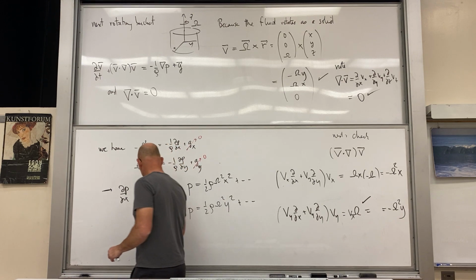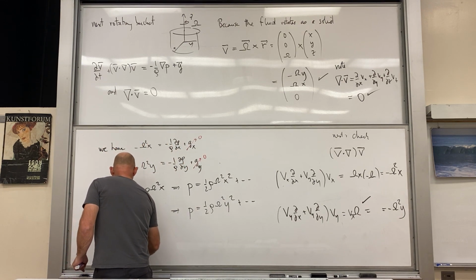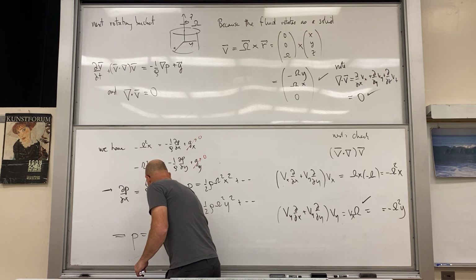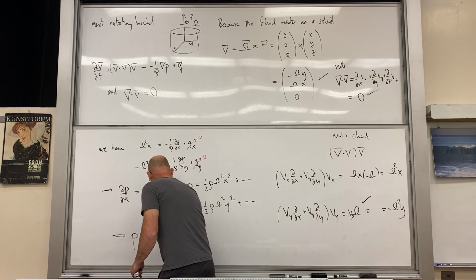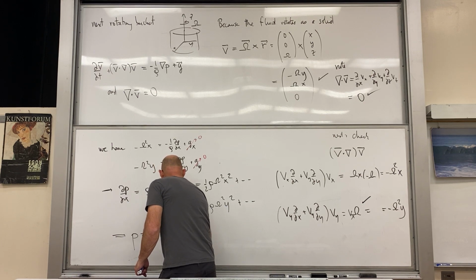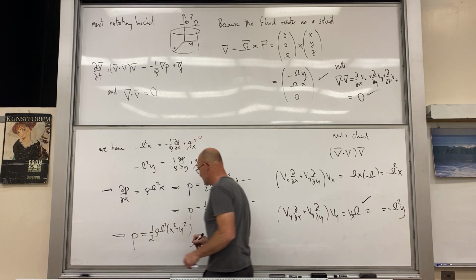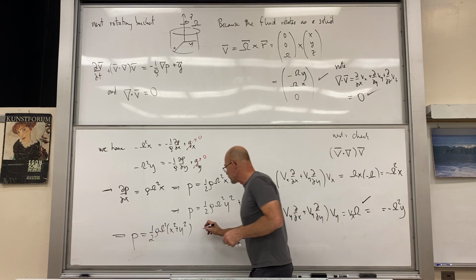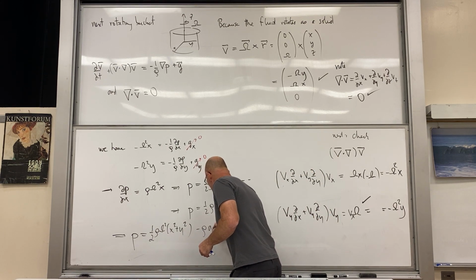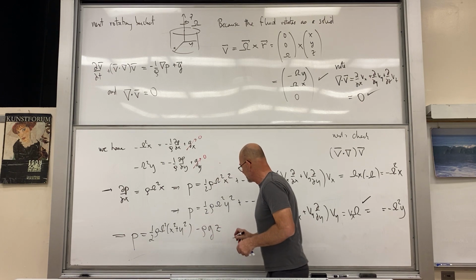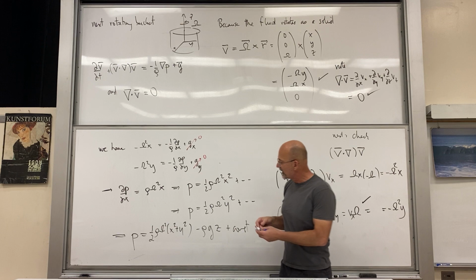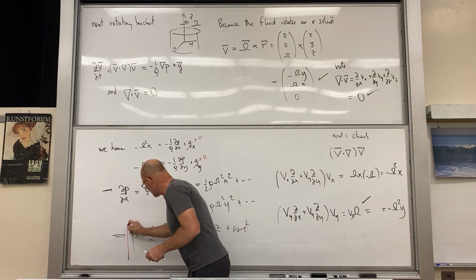and that looks like this. P equals, going to factor this out, 1/2 rho omega squared x squared plus y squared, which we get from, we test it with the partial derivatives, but then we also have minus rho gz. And if we want, we can have another constant as well. So this is our pressure distribution.